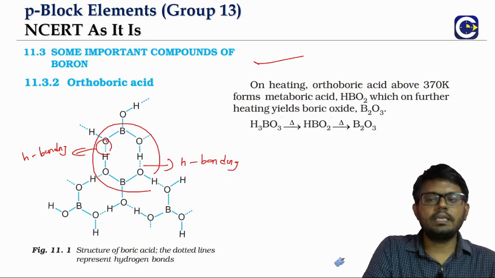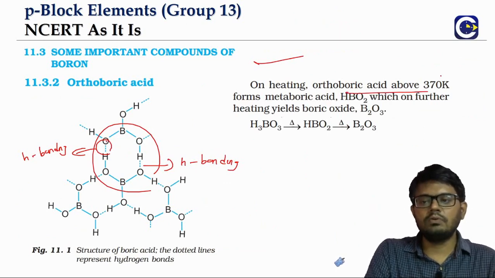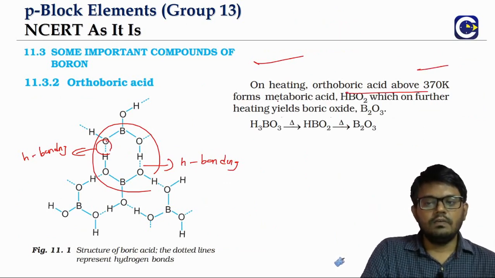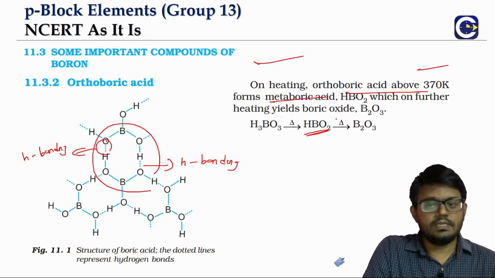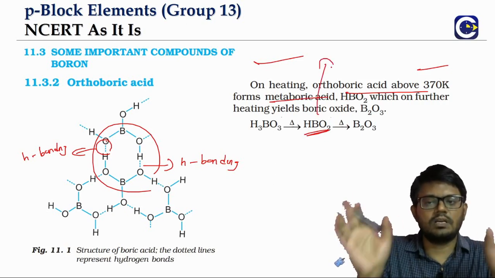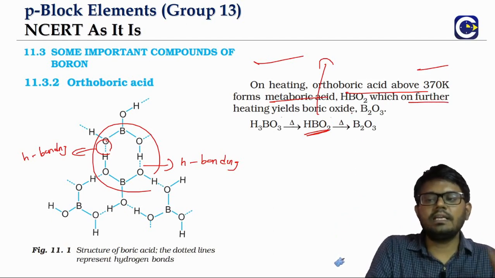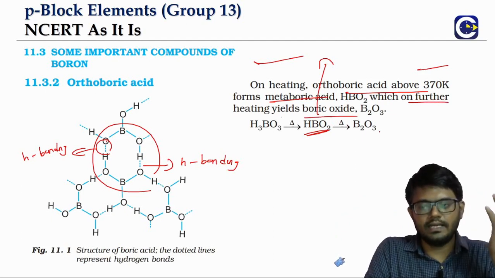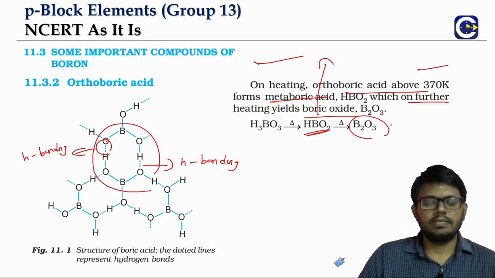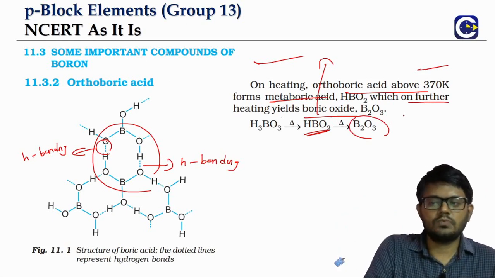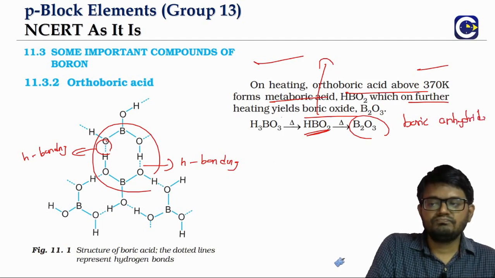Now when you are heating orthoboric acid above 373 Kelvin, we will get metaboric acid. See, these names and all are important. What is metaboric acid? HBO2. And on further heating, it will give boric anhydride or boric oxide, B2O3. So you can also call it boric anhydride.